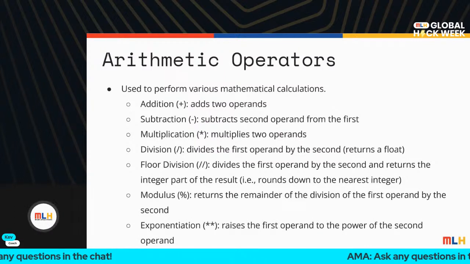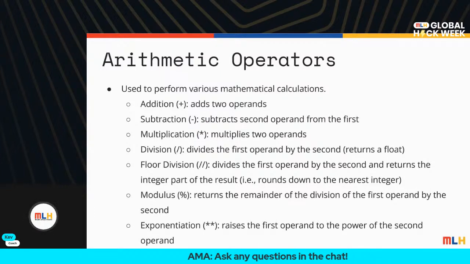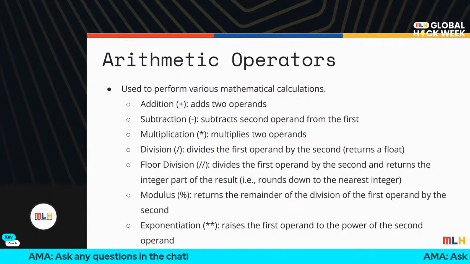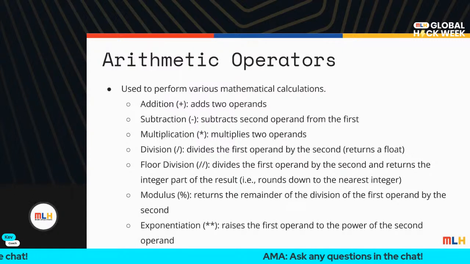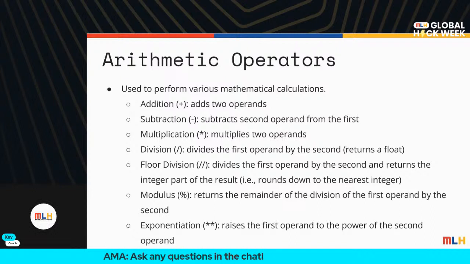But yeah. Subtraction subtracts one operand from the other. Operands are just the actual data you're working with. You have multiplication, which you use a star for. You have division, which you use a forward slash for.